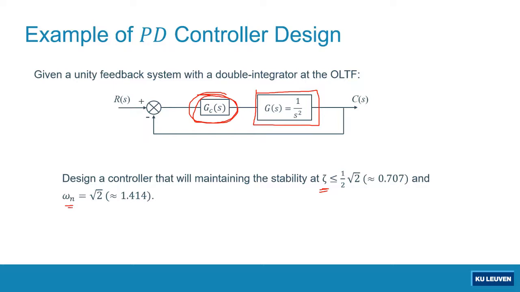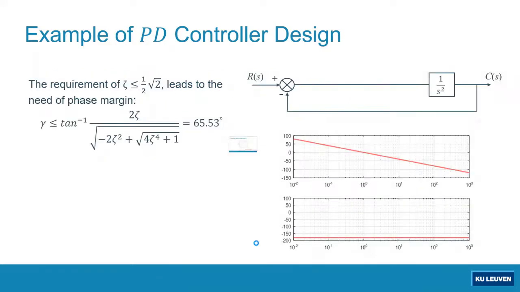Okay, now let's go a bit deeper on designing a PD controller for this double integrator system. Now, let's get back to the problem here. I have a double integrator system, but I don't like the transient performance. I want to improve the transient performance. I have 2 requirements, as you have already seen in the previous slide.